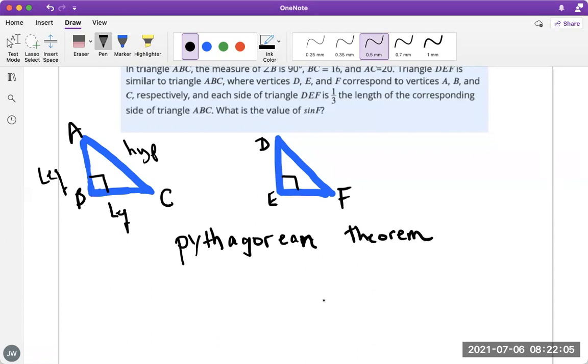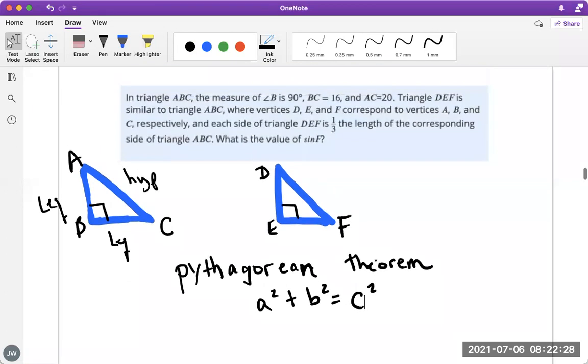And what does that say? A squared plus B squared equals C squared. Got that? All right, finish jotting that down for me. And we're going to use the information from our triangle to figure out what our missing side is. And while you're doing that, let's go back and look at our problem.